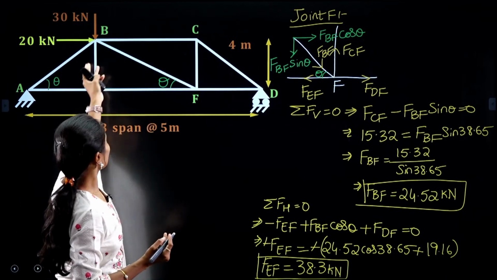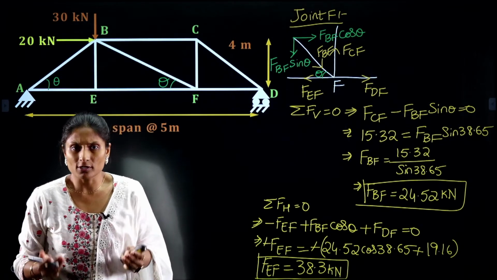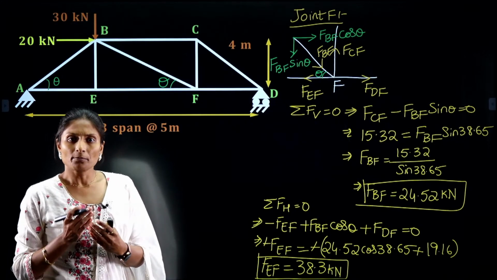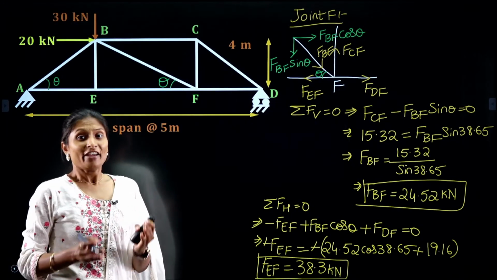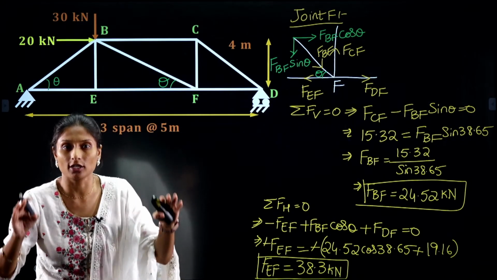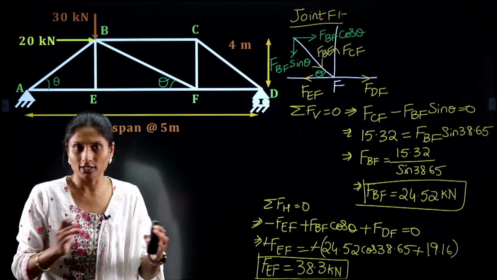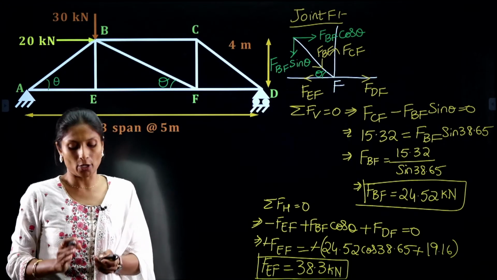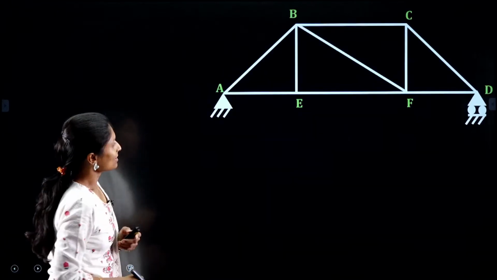So, now we have calculated all the forces. So, we can end the problem now. No, we have to ascertain the nature of the force and we have to write all the forces of all the members in a tabular form. That will complete your problem. So, see this.